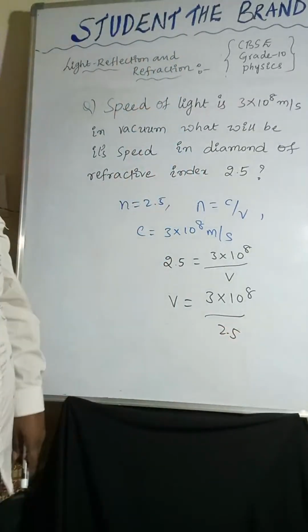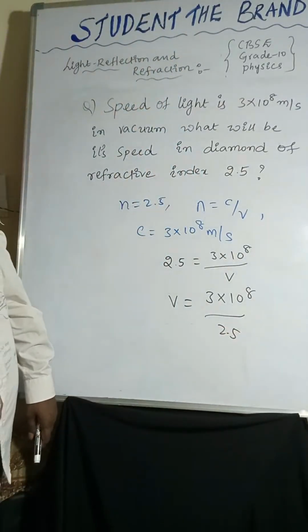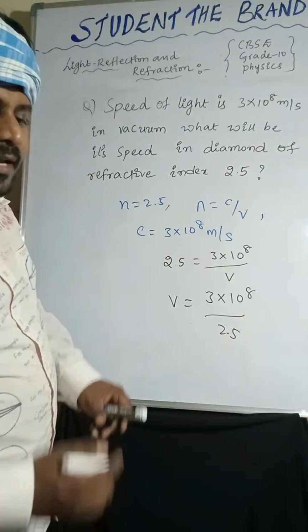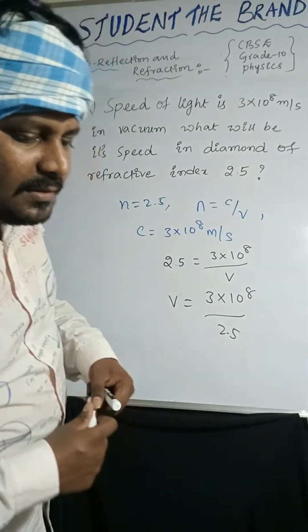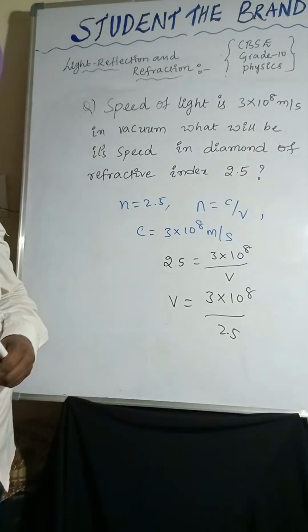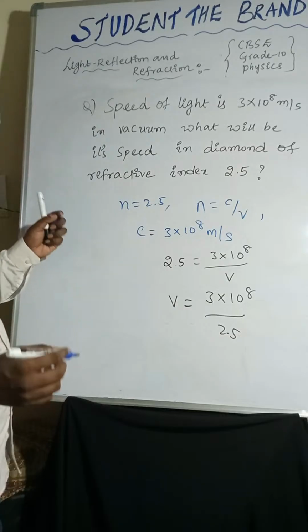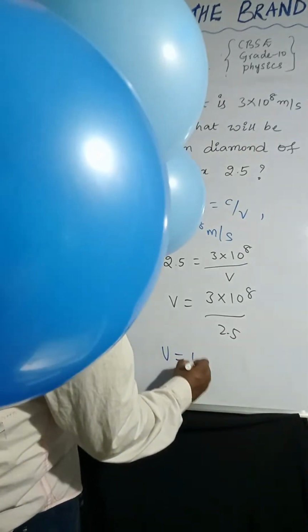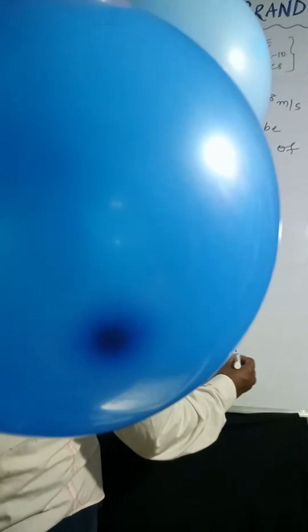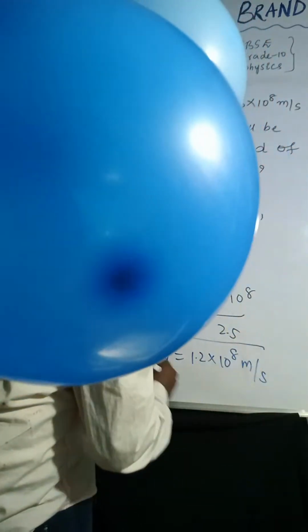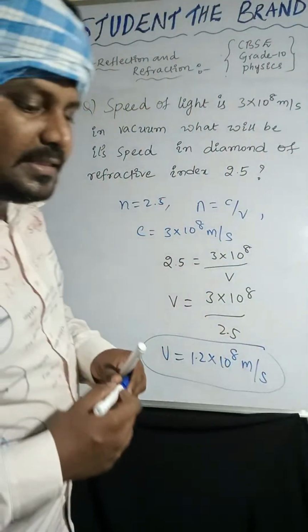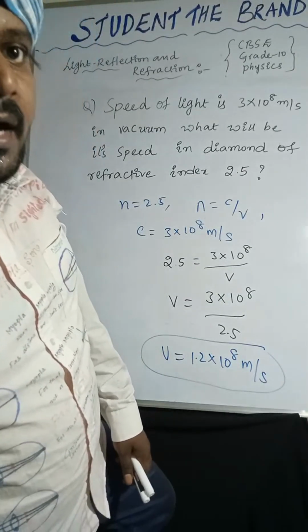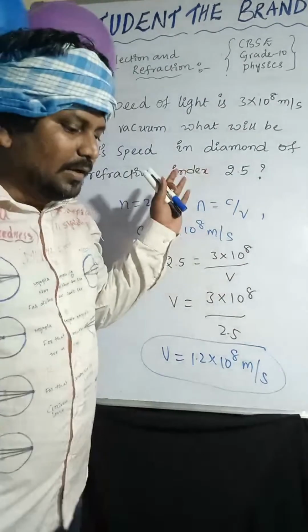Can anyone say the answer? What is the answer? Anybody know the answer? Can you tell? Yeah, correct. Sumaya, correct. 1.2 into 10 power 8 meter per second is the correct answer. Very good. So like this type of problems they will ask. Okay, so we'll go to the next topic.